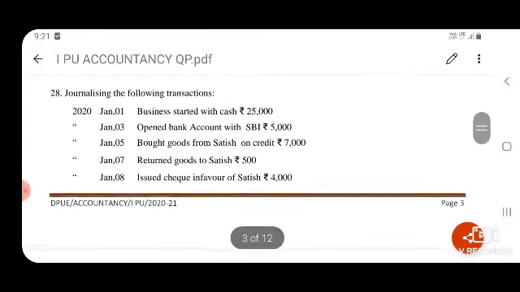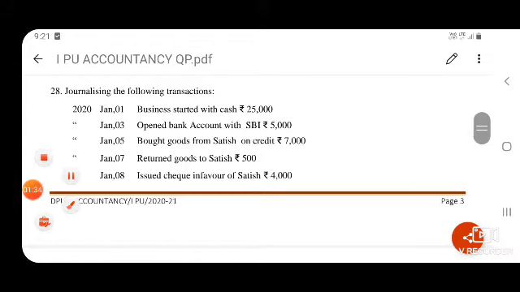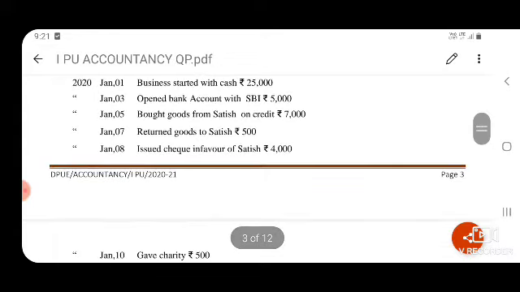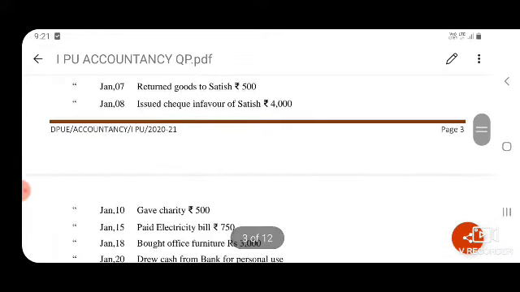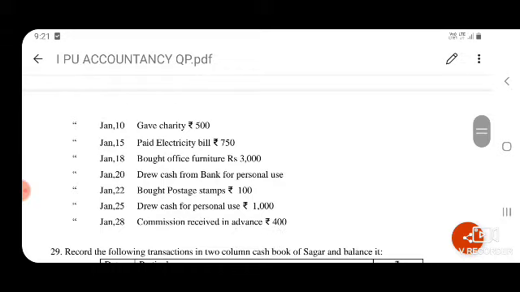Next question. Journal entries. You have to pass the journal entries. Business started with cash. Open a bank account. Bought goods from Satish. Returned goods to Satish. Check issued in favor of Satish. It means check issued to Satish. Gave charity, account debit to cash account. Paid electricity. Bought furniture. Drew cash from bank for personal use. Drawings here.